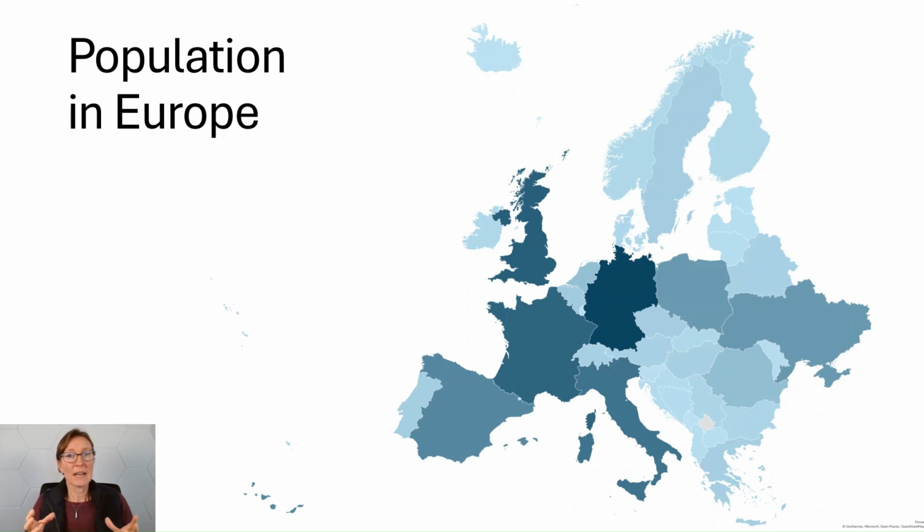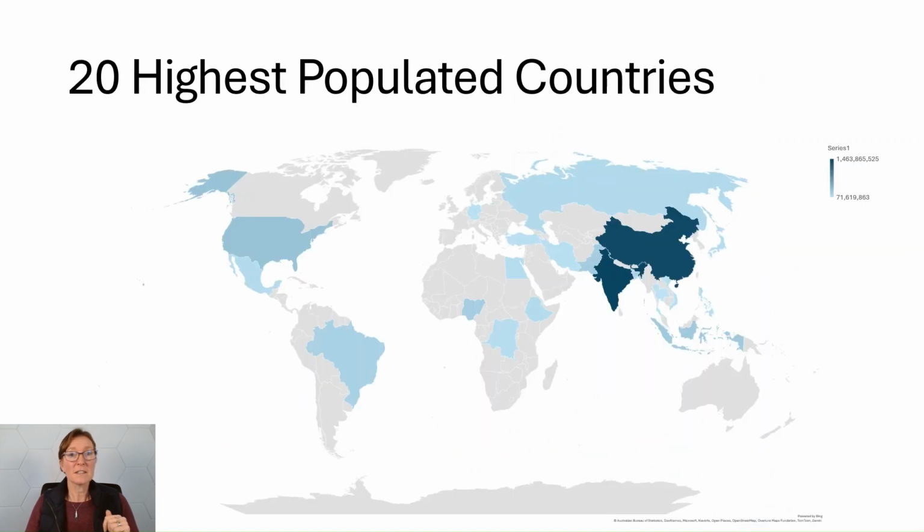The next example here we have is population in Europe, and we can see from this map that we have Germany as having the highest population in Europe. And then another example is the highest populated countries in the world. So we can see here we've got India and China as being the most densely populated because they have the darker colour. This is the top 20. So the countries with the lighter blue are the lower of the 20, and the colours with the darker blue are the most populated. So that's what a heat map is.